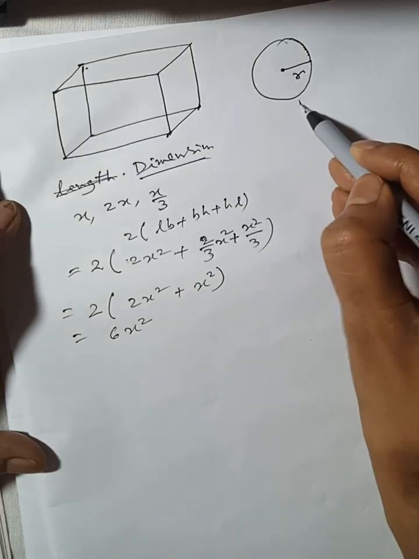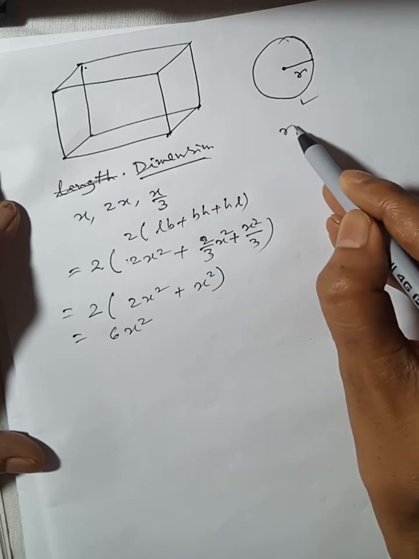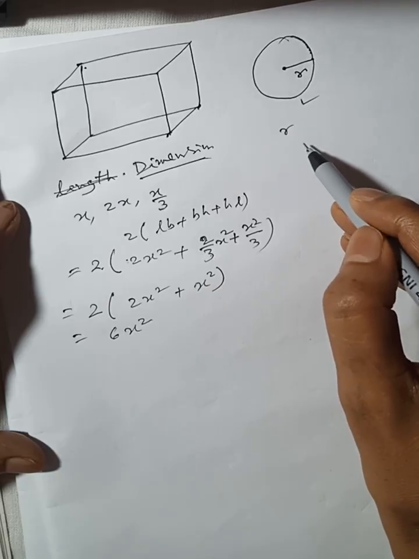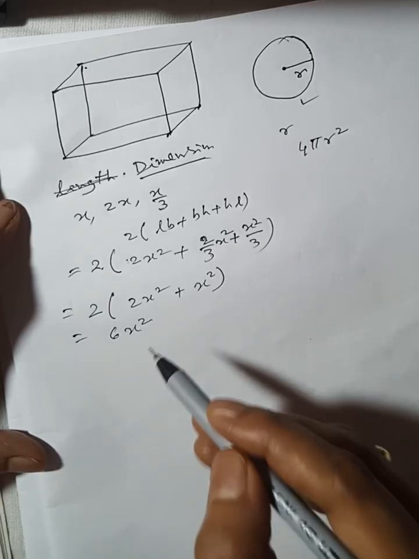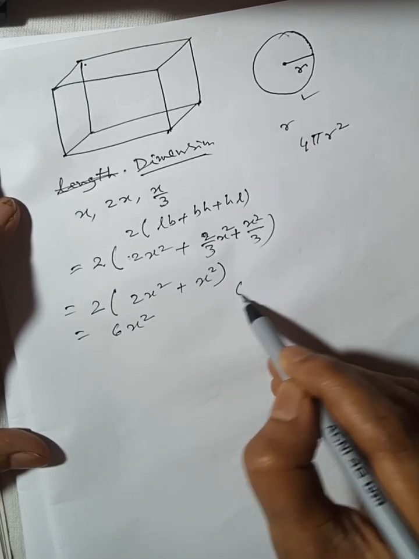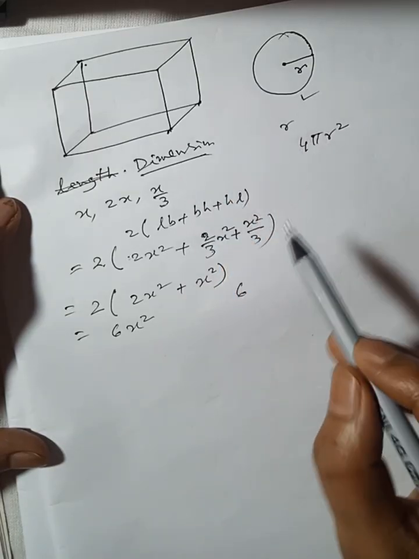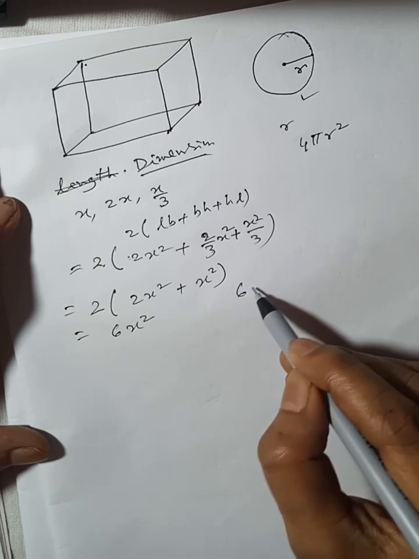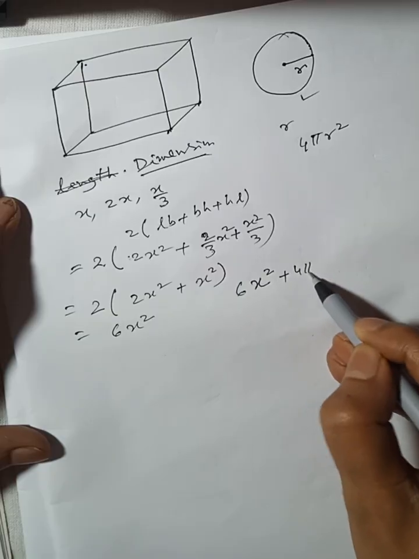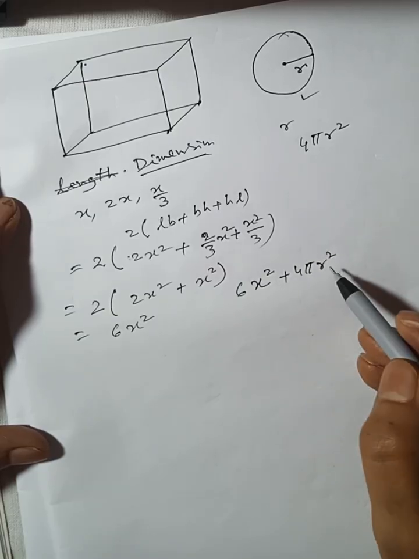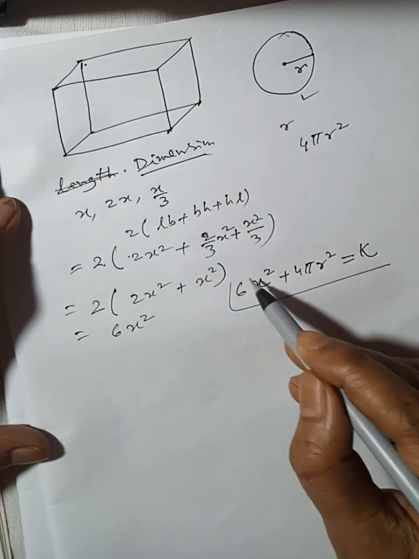And the surface area of a sphere, if the radius is r, will be 4 pi r square. Now it is given that the sum of the surface areas of the cuboid and sphere is constant, so we can write 6x square plus 4 pi r square equal to constant. Okay, this is given.